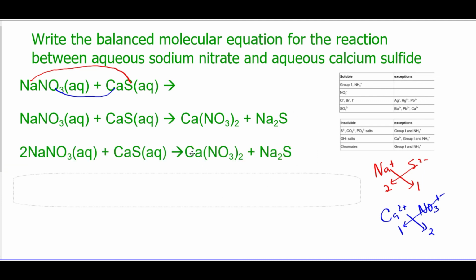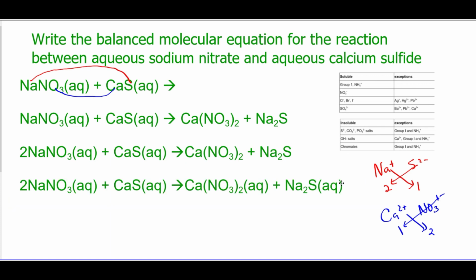My last step is to look at my products and decide what state they're in. I know that nitrates are soluble, so that is going to be aqueous. I also know that sodium is group 1, and so that's going to be soluble. Once I put my states in, I see that I have 2 aqueous products. And so really, even though I can write this, and you should if you're asked to, this is not a reaction because I don't have the driving force of the precipitate being formed.